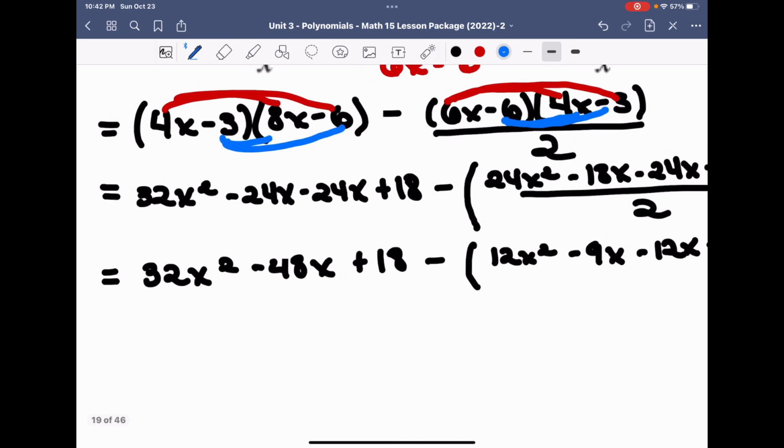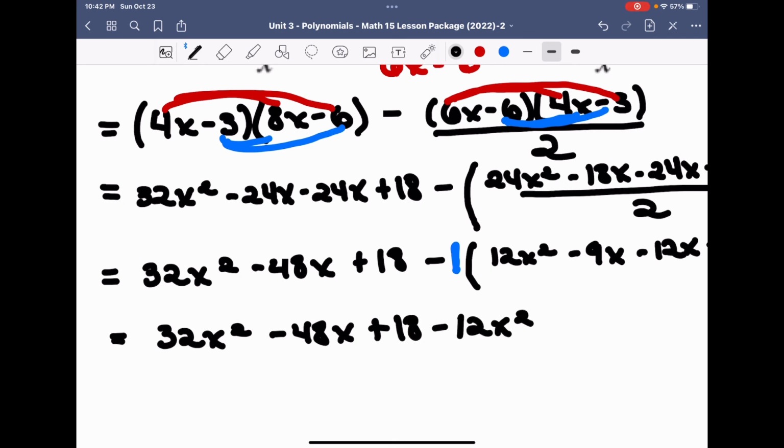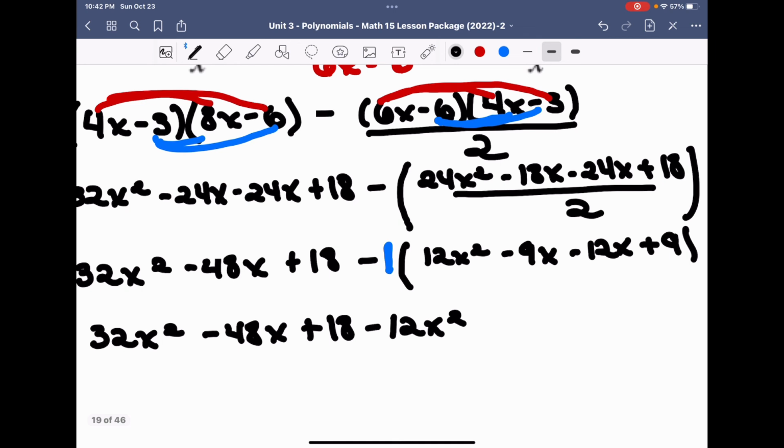So if I take this negative 1 and distribute it into the brackets and then simplify, this is going to be equal to 32x squared minus 48x plus 18 minus 12x squared. Negative 9x and negative 12x come together to make negative 21x, but we know that sign has to flip, so it's going to be positive 21x. And then finally, a negative 1 times a positive 9 is negative 9.